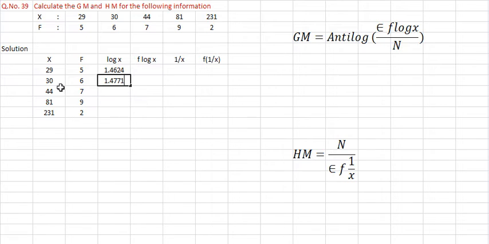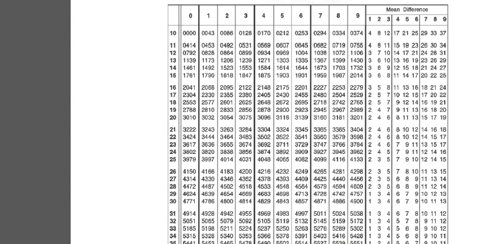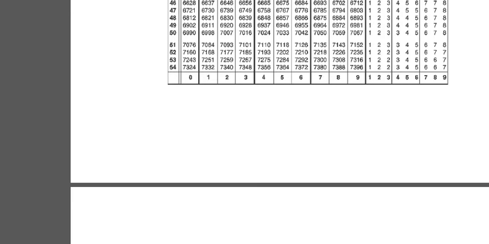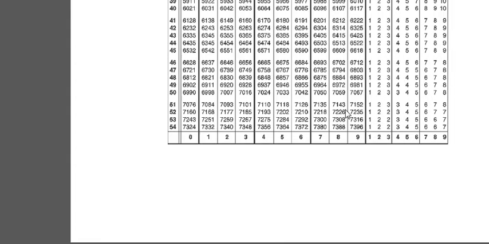4771. 44. 44 means 2 place. 2 place minus 1 is 1. So then you have to find 44 0. See, 44 0 is how much? So 44, this first line is 0 number row. 6435.